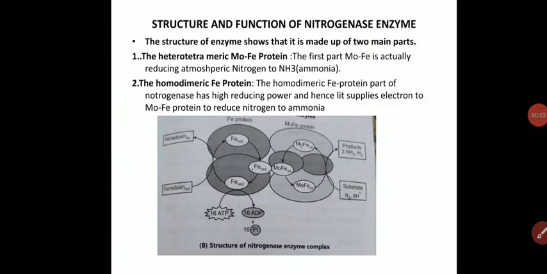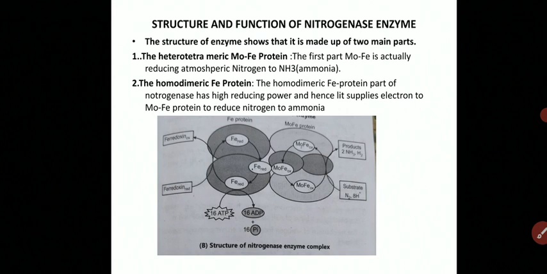Hello everyone. In previous videos, we have discussed nitrogen fixation by symbiotic as well as non-symbiotic methods, by rhizobia, by blue-green algae as well as associative bacteria. Now, in this nitrogen fixation process, the nitrogenase enzyme is the important factor. This enzyme catalyzes the reaction of nitrogen fixation. So let's see the structure and function of nitrogenase enzyme.